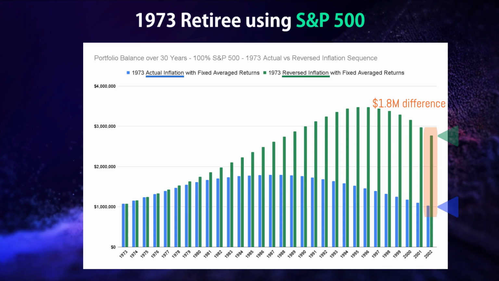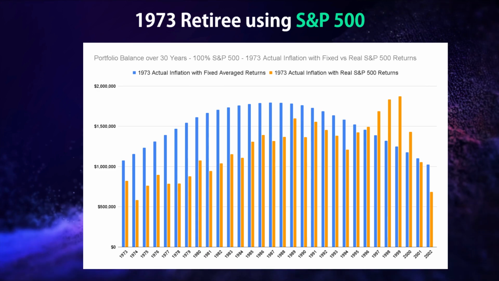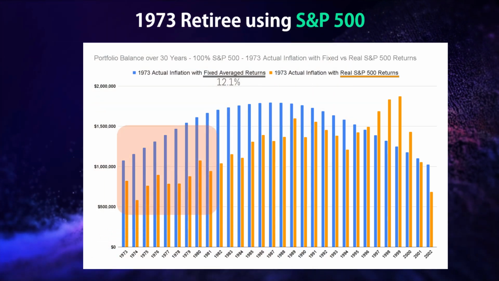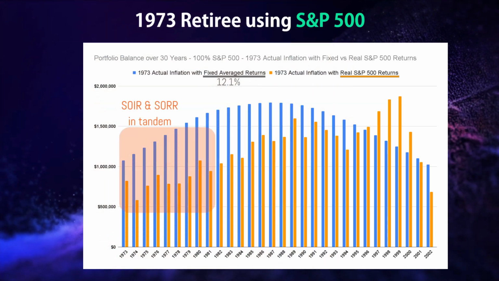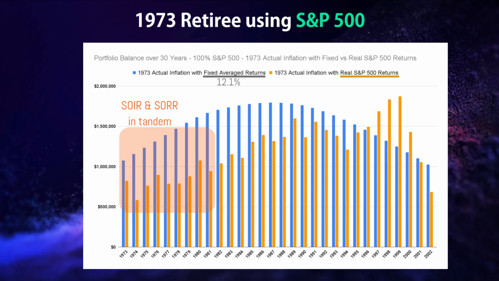This stark outcome highlights the severe impact of sequence of inflation risk. What if we factored in real S&P 500 returns over this period? Now, we will see sequence of inflation risk working in tandem with sequence of returns risk. The portfolio value dropped significantly early in retirement.